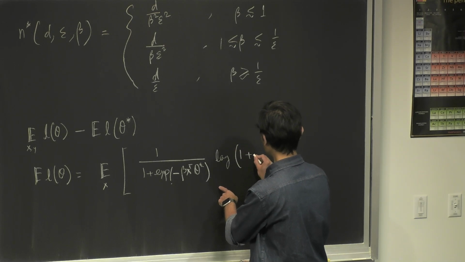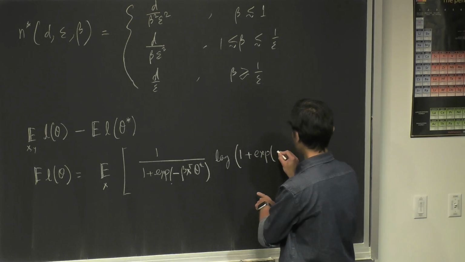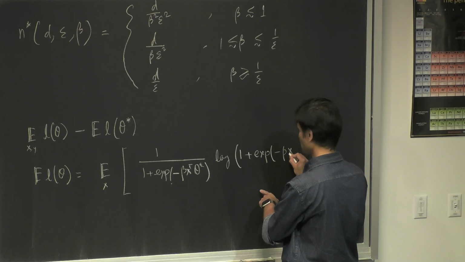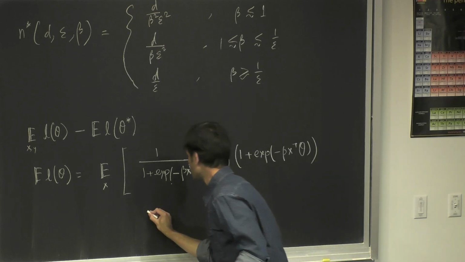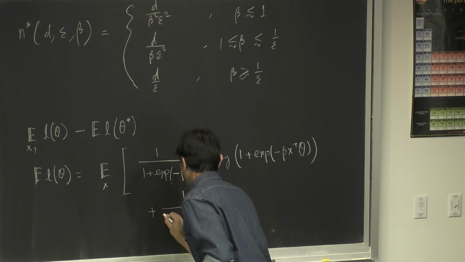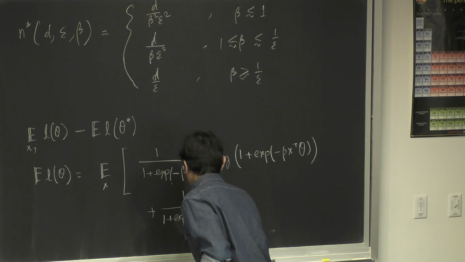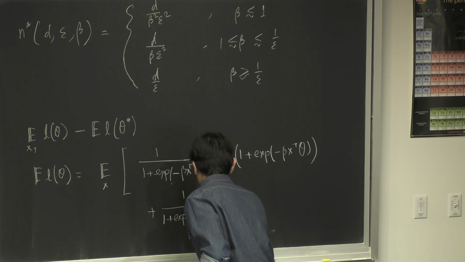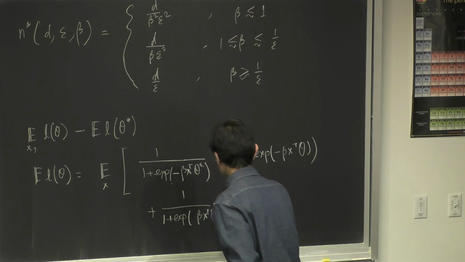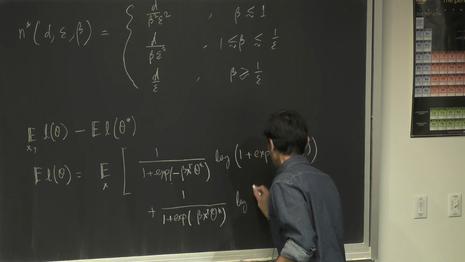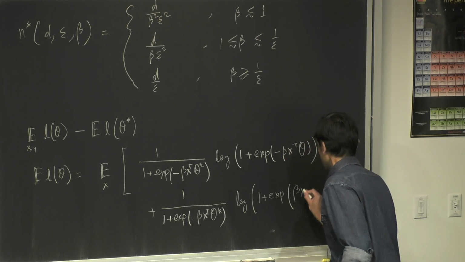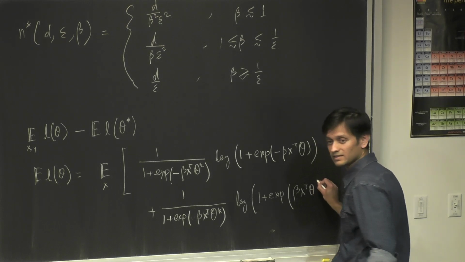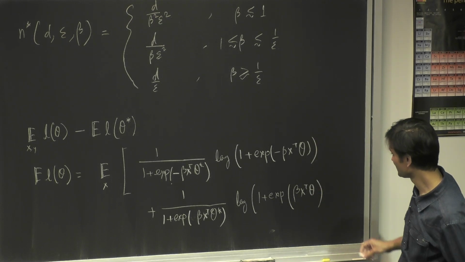So I'll just plug it into the logistic loss with y equal +1. So log 1 plus exponential minus beta x transpose theta, right? And the other term is just going to be 1 minus this thing. So 1 plus exp minus beta x transpose theta star. Sorry, this is going to be plus. And now this is going to be log 1 plus exponential beta x transpose theta.